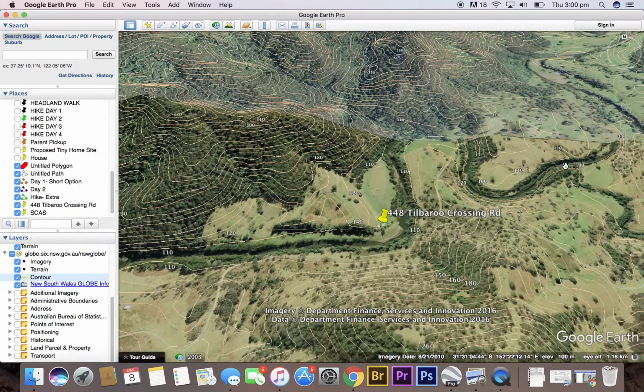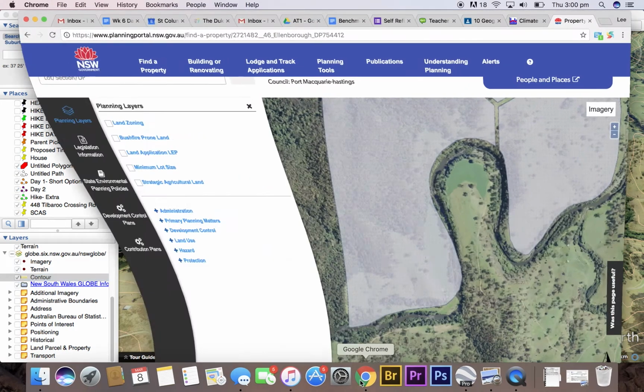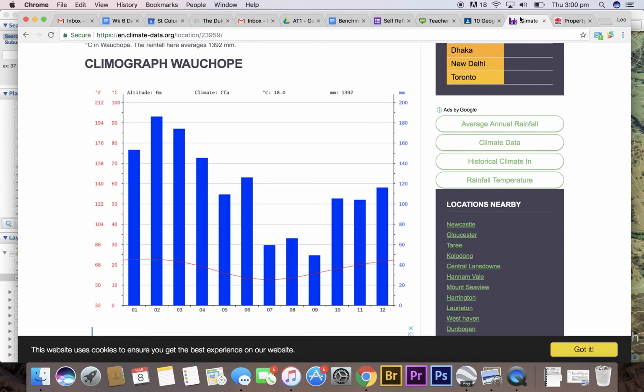So think about the areas of this property at risk of flooding. Look at the topography, use the contours, and map out the areas that you think are at risk of flooding. So not only are the areas important for the risk of flooding, but also the times of year. Use this information here in this climate graph to do that.